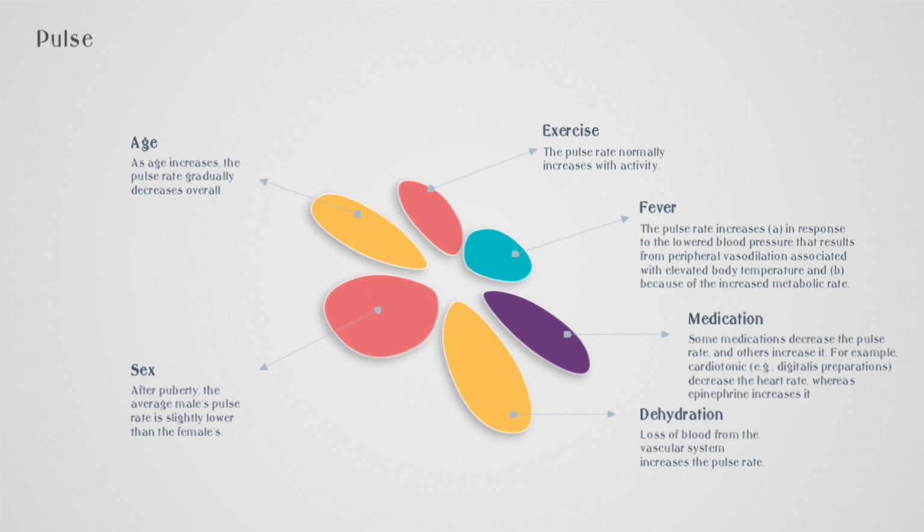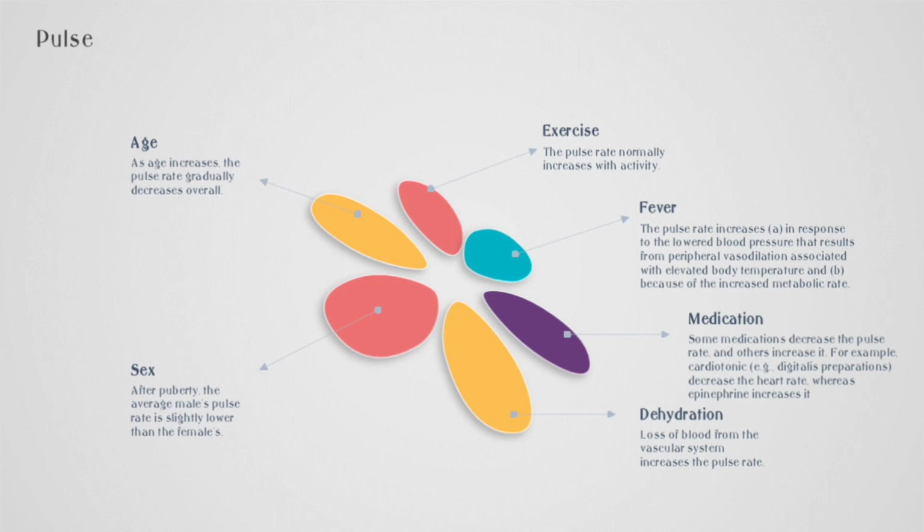Medication. Some medications decrease the pulse rate and others increase it. For example, cardiotonics decrease the heart rate, whereas epinephrine increases the heart rate. Due to the increase or decrease in heart rate, pulse rate also increases or decreases.